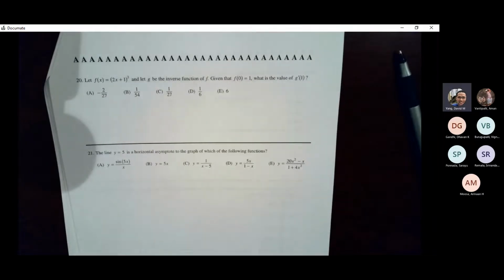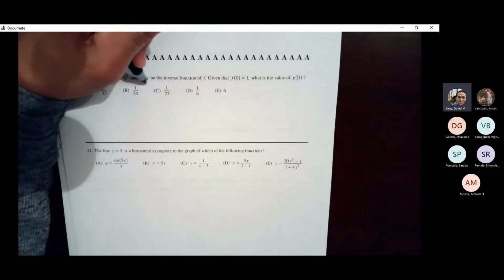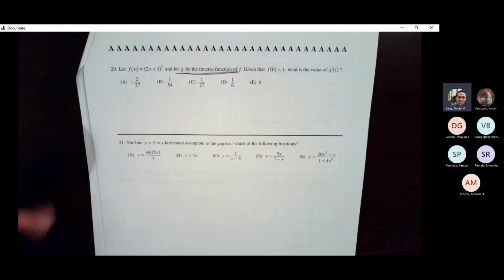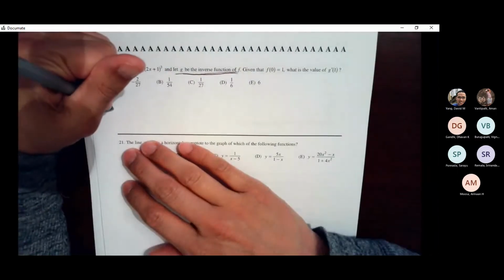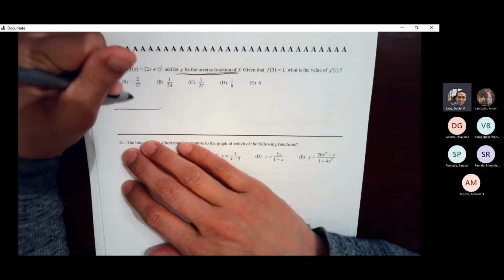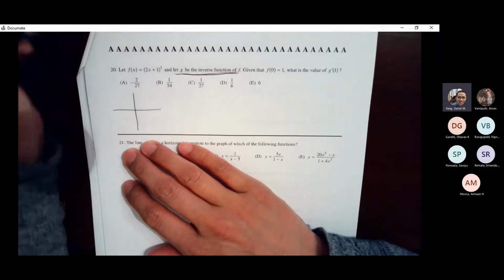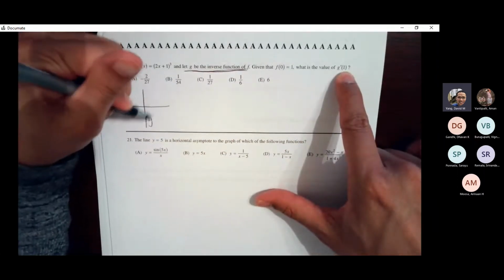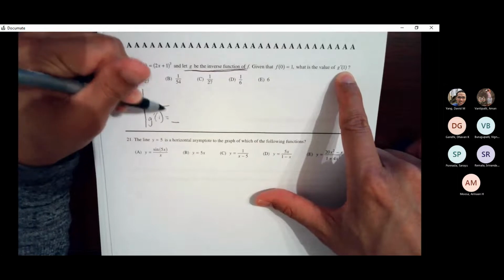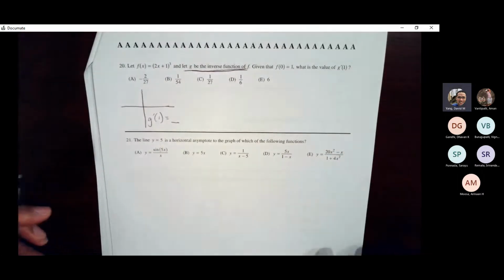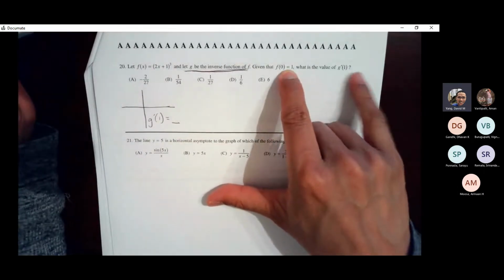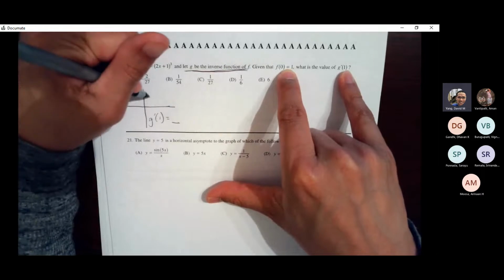Okay, number 20, let f of x equal 2x plus 1 quantity cubed, and let g be the inverse function of f. So I like to go through this little chart to help monitor my progress along this little diagram. I know that I'm looking for g prime of 1. I know that f and g are inverses of each other. So I know that my ordered pair for f is (0, 1), which means that my ordered pair for g must be (1, 0).